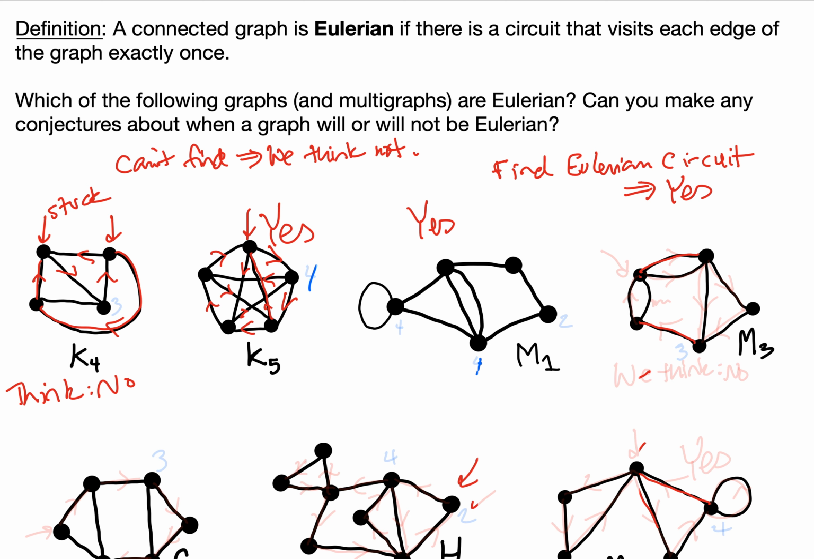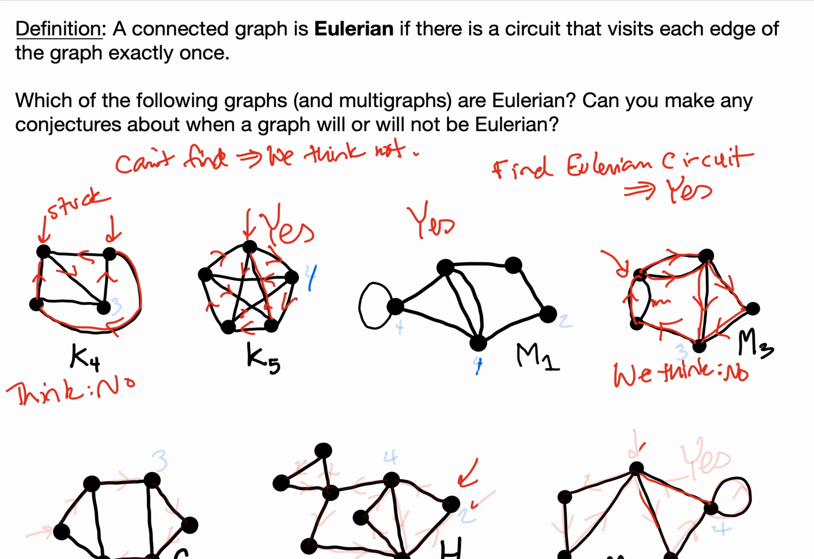Let's look at M3. Let's say that we start at this vertex. We are trying to use every edge of the graph exactly once. We are going through, and then at this point we can either go down or we can go this way, and continuing. And now we have used almost all of them, but there is one missing. We didn't use that edge. So we think no. We think this is not Eulerian.